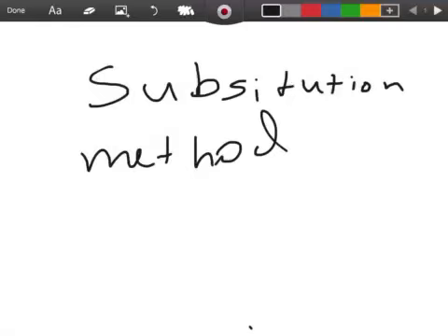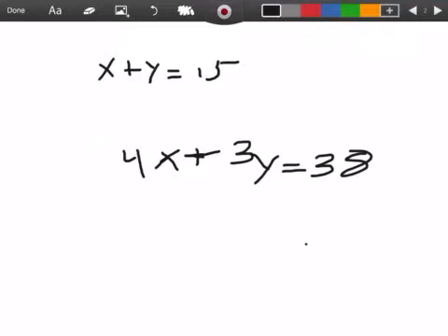Hello everybody, today we're going to be learning the substitution method of solving two equations. Our first equation is x plus y equals 15, and our second equation is 4x plus 3y equals 38. So this is what we do first.